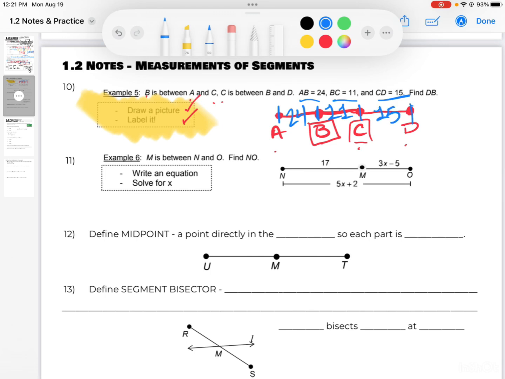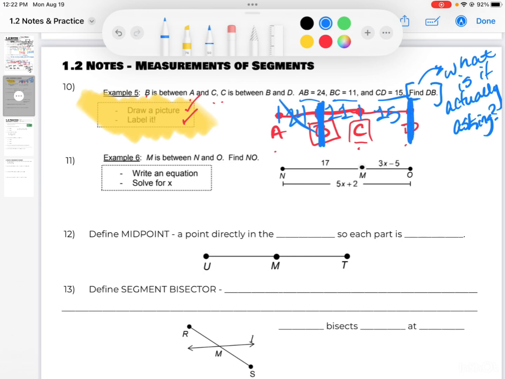So then the final thing, and this is another skill, is what is a question actually asking me? What it's actually asking me is to find the distance from D to B. And if you look, that would go from here to here. It ignores this section. I'm not worried about that right now. So I've got 11 and 15, and I would add those together, and I would get 26.